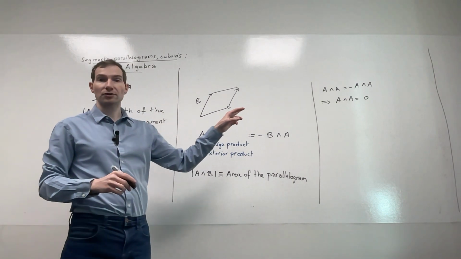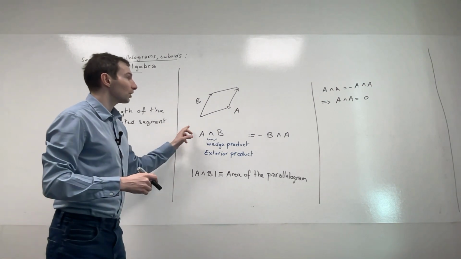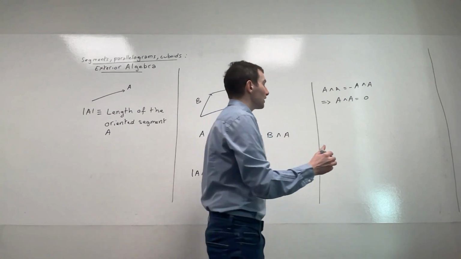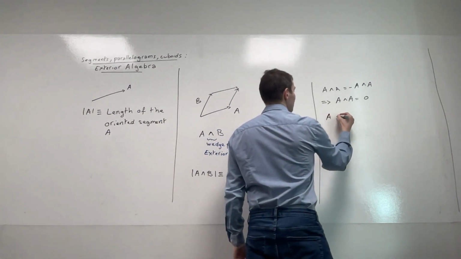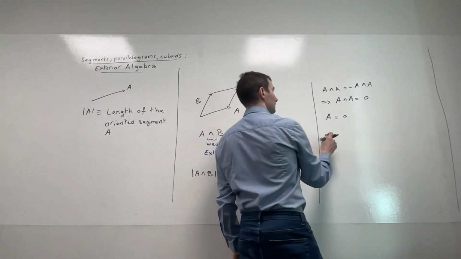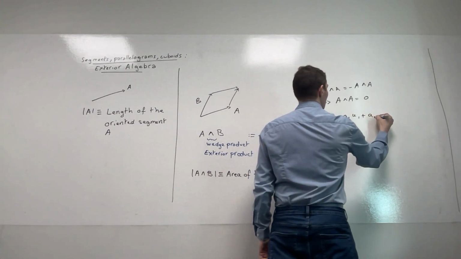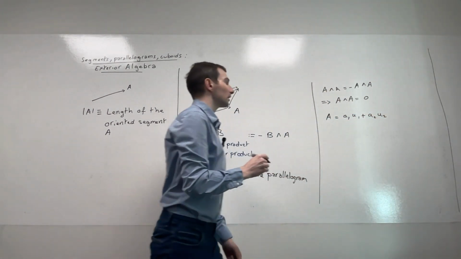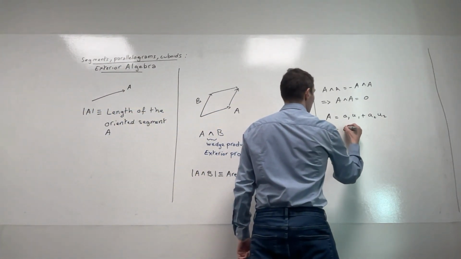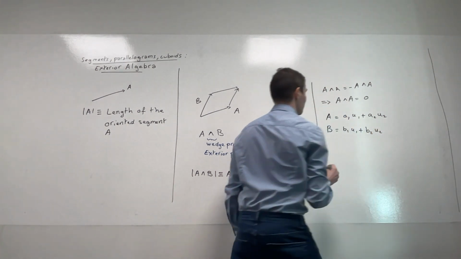But with this particular structure, we can also see what happens. So what we can do is the following. We are in 2D for now. Let's imagine that the vector A is equal to A1 U1 plus A2 U2, and then B is equal to B1 U1 plus B2 U2.